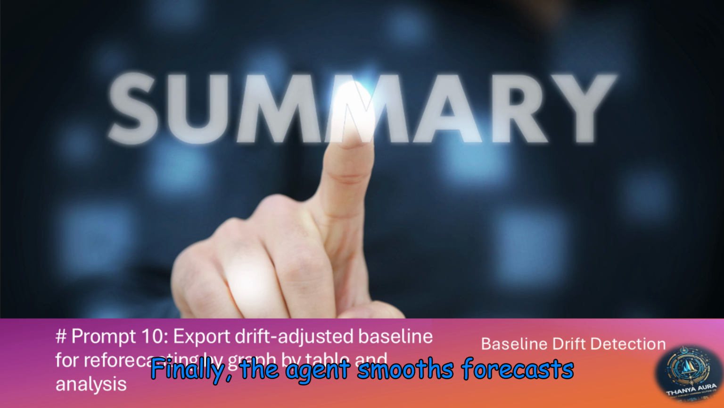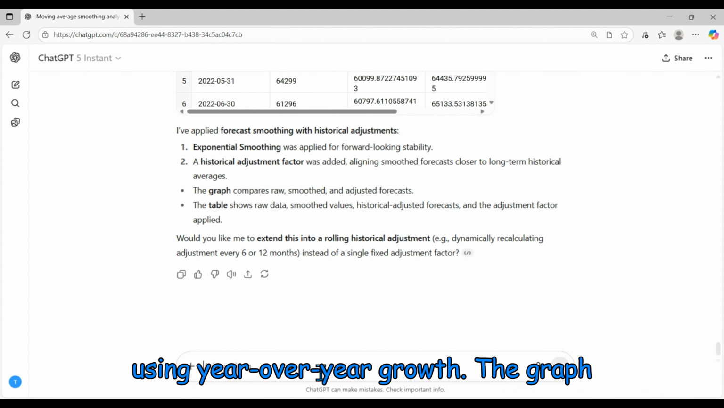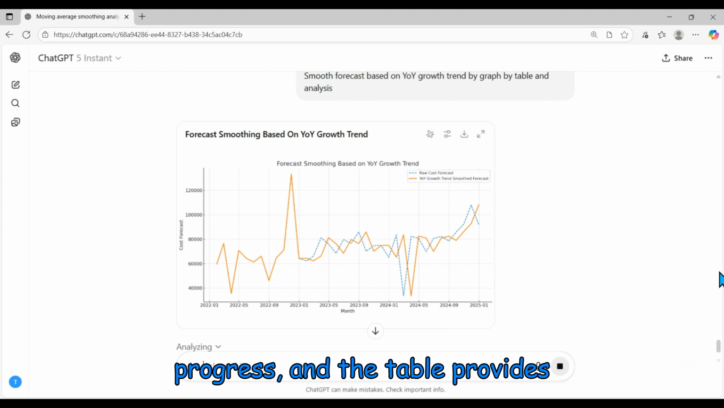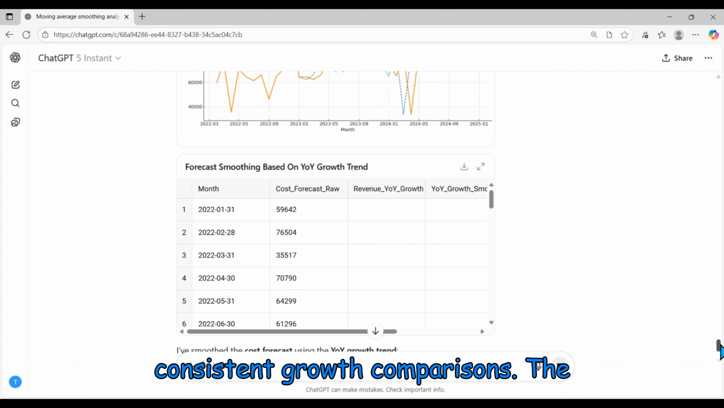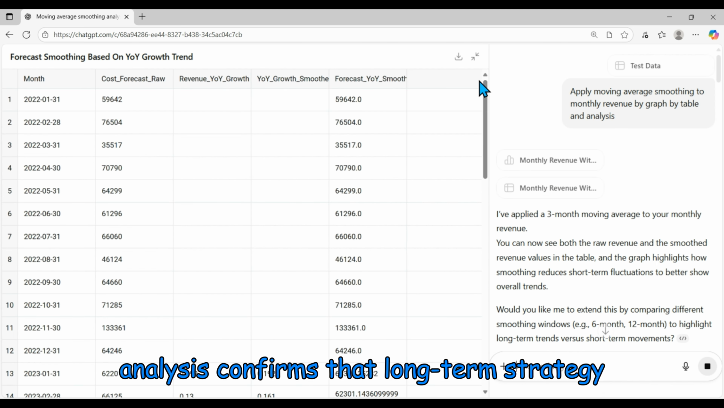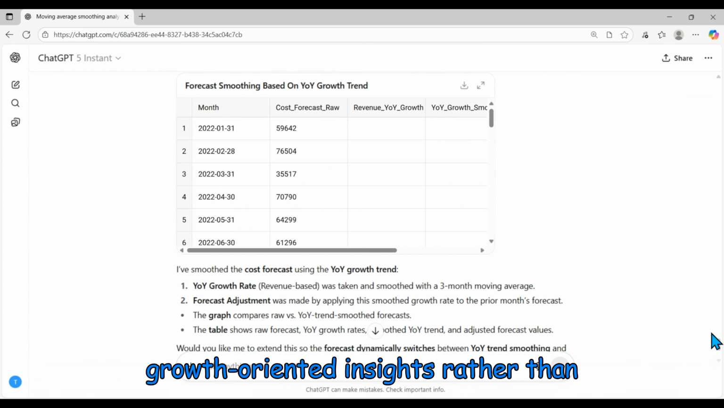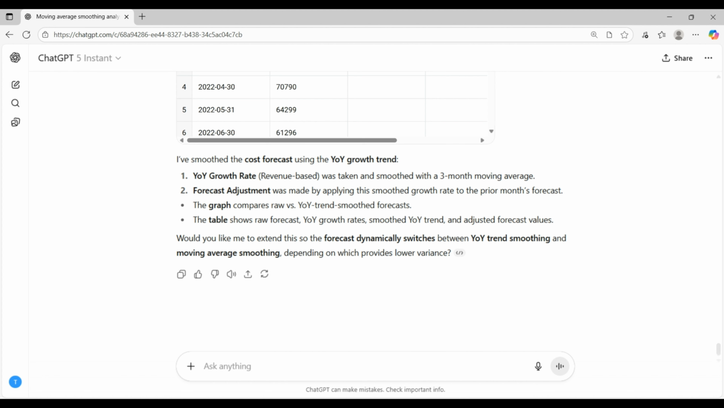Finally, the agent smooths forecasts using year-over-year growth. The graph shows steady YOY curves that reflect true progress, and the table provides consistent growth comparisons. The analysis confirms that long-term strategy can now be built on stable, growth-oriented insights rather than noisy monthly changes.